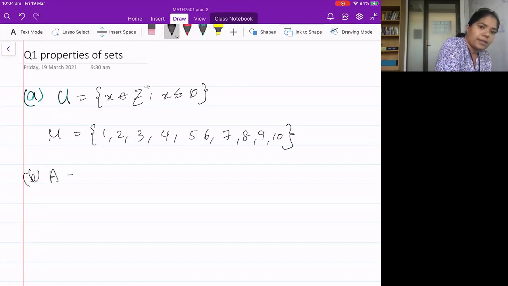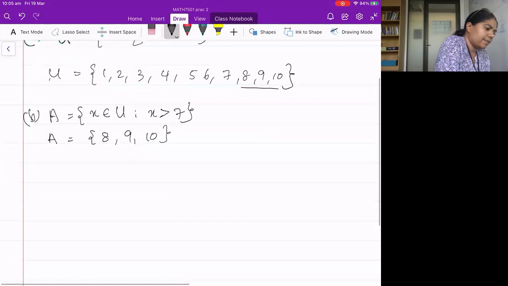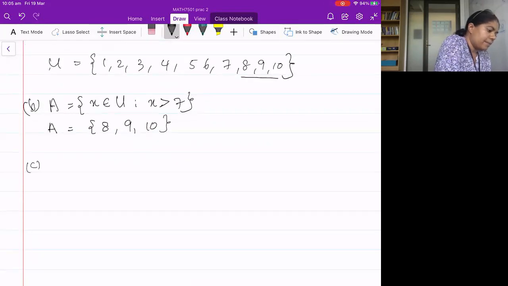So A is the set of elements X in U such that X is bigger than 7. These are very easy questions. So bigger than 7, we have just these 3 numbers, 8, 9, 10. Okay. And part C is: what is A intersection B?